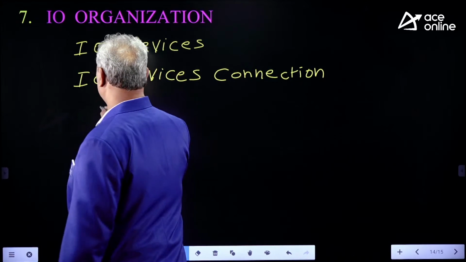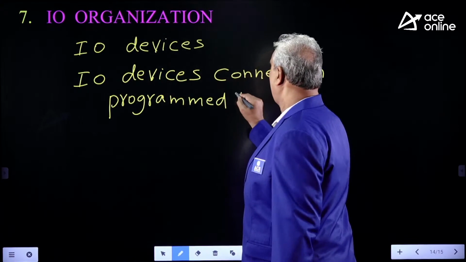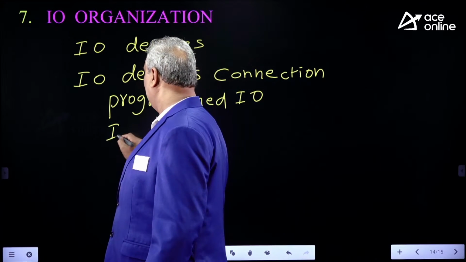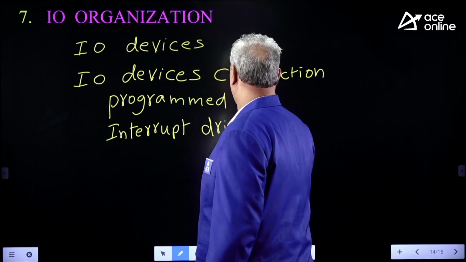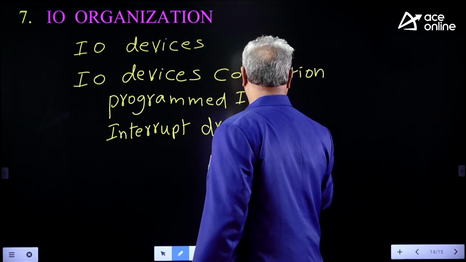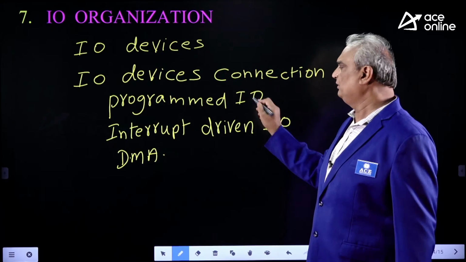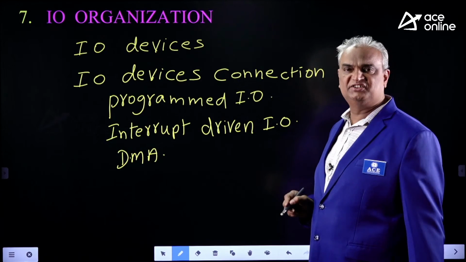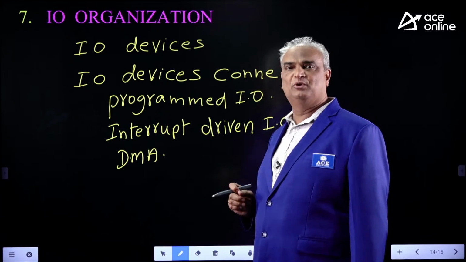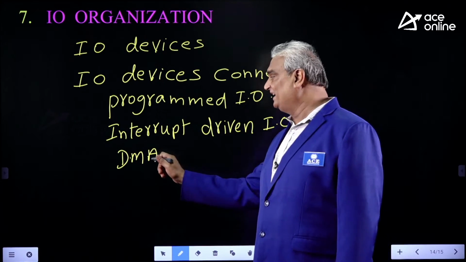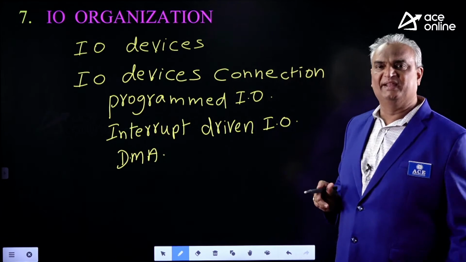In this, different techniques are like this: programmed I/O, interrupt driven I/O, and DMA. What is programmed I/O, and what is interrupt driven I/O, and what is DMA? What about the merit of DMA over programmed I/O and interrupt driven I/O? At the same time, application of DMA, application of programmed I/O, and application of interrupt driven I/O. Simply merits and demerits of these three.